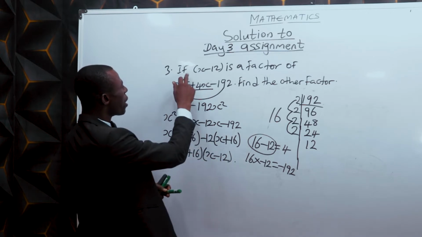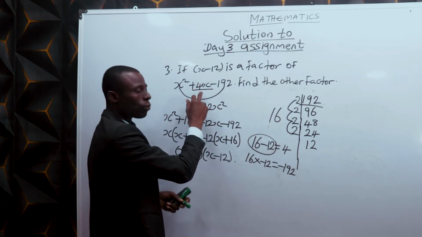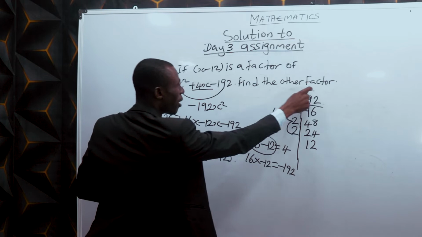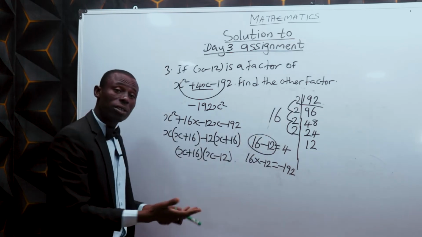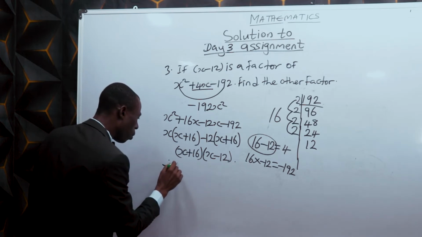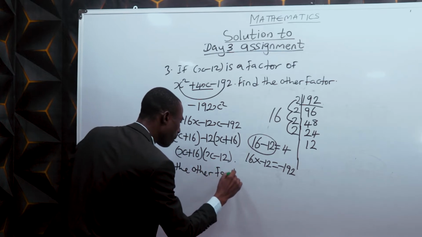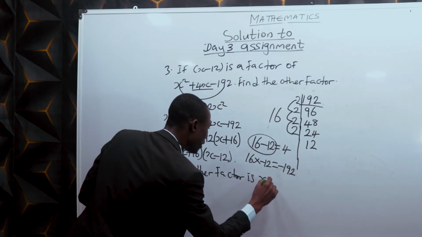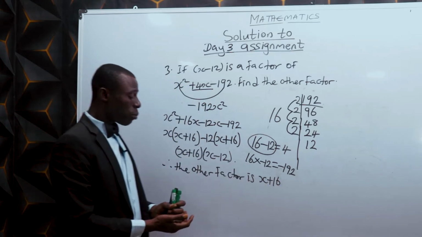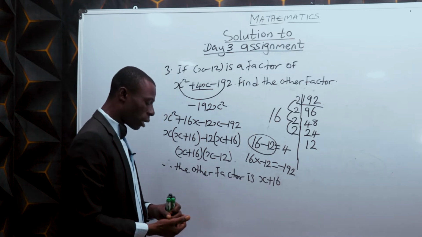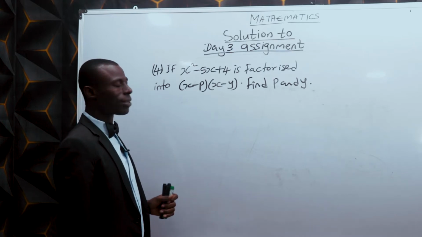But the question is, if x minus 12 is a factor of x² plus 4x minus 192, find the other factor. We can all see it by ourselves. What's the other factor? x plus 16. You now write, therefore, the other factor is x plus 16. That is the end of it. Let's move quickly to the last question in the assignment. We come to the last question in the assignment.